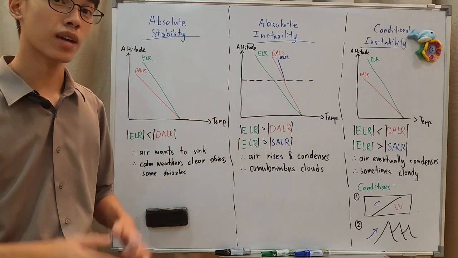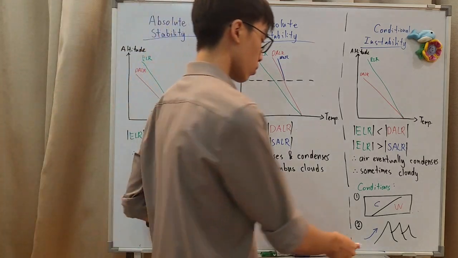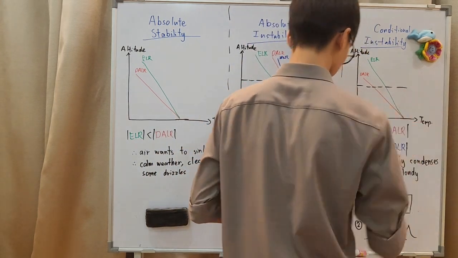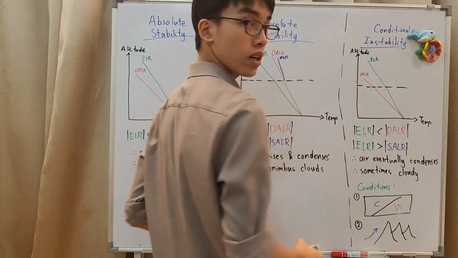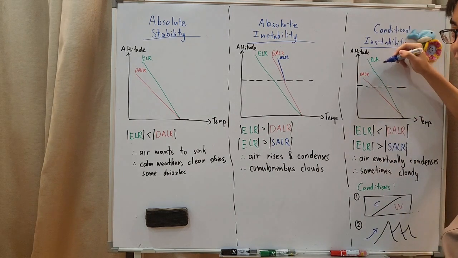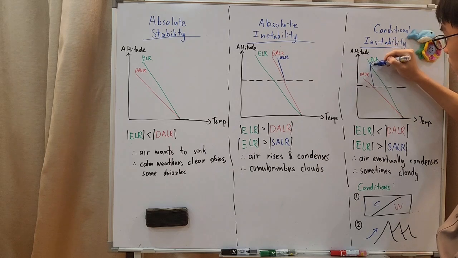Any air that gets forced up has to be colder. It reaches dew point and it starts to condense with SALR. So SALR starts to get drawn, and it will be steeper than your ELR, like this, and eventually overtake it.